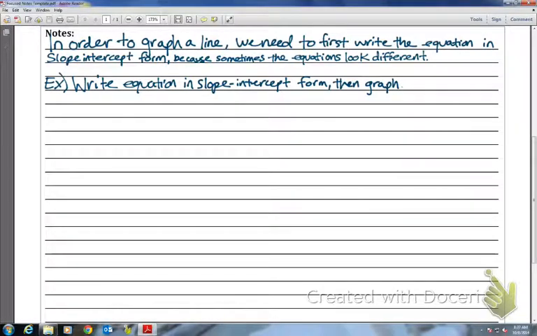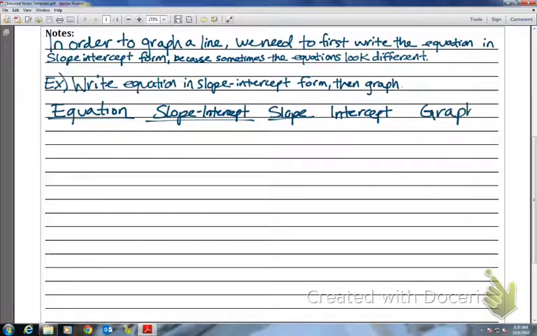So the first thing we're going to do is we have 5 different categories that we're going to look at. We're going to look at the equation. So the equation that's given, we're going to write it in slope-intercept form. We are going to identify what the slope is. We are going to identify what the intercept is. And then we are going to graph it. So like I said, we're going to save the graph for the end. For right now, we're just going to identify these ones first.